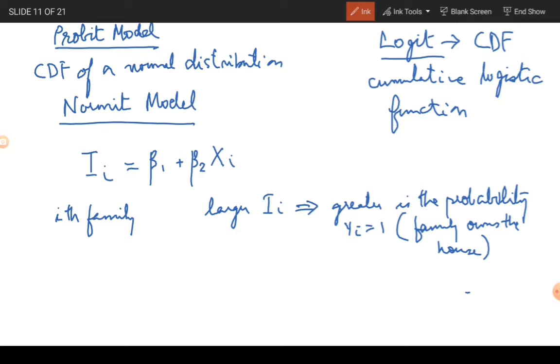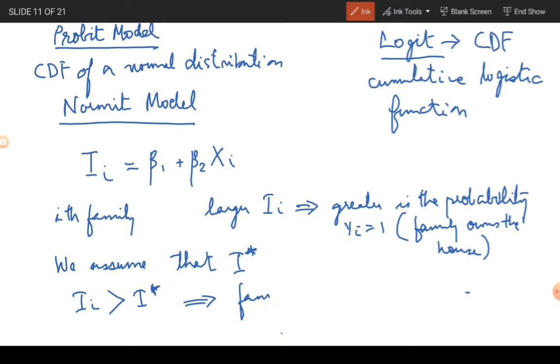Now remember, this utility index Ii is an unobservable index. So how do we relate this index to the actual decision of whether or not to own a house? Remember, in this example, y is equal to 1 if the family owns the house and y is equal to 0 if it does not own the house. So we assume that there is some critical index value, which I am calling I star. And if the ith family's utility index exceeds the value of I star, then we are saying that the family will own the house.